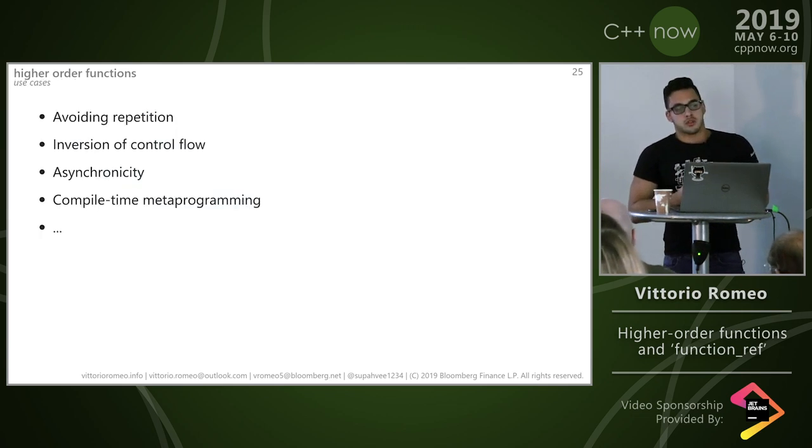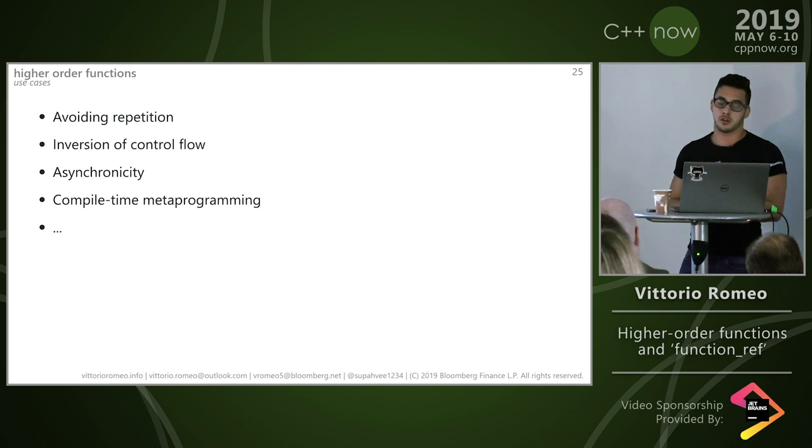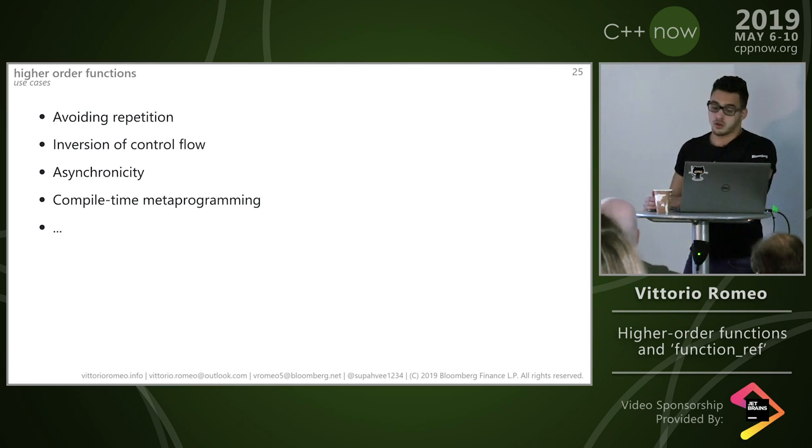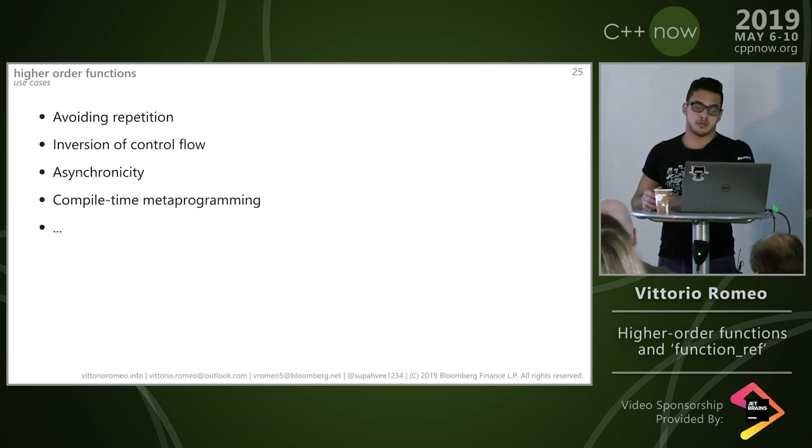So in general, what use cases do we have for higher-order functions in day-to-day programming in a big corporation? I found that the most common ones are avoiding repetition, inversion of control flow, asynchronicity, and compile-time metaprogramming. There might be more, and obviously if you're doing something a little bit more functional, like a lot of composition and creating a framework based on that, it is going to be based on composition of higher-order functions, but this is more like practical everyday uses if you're not going fully functional.